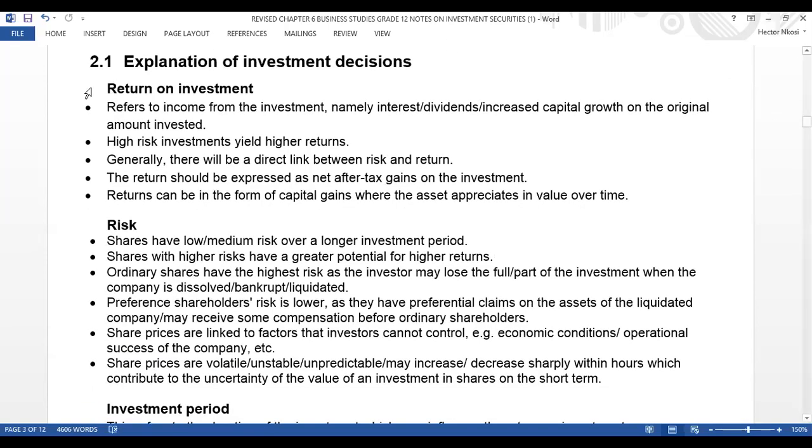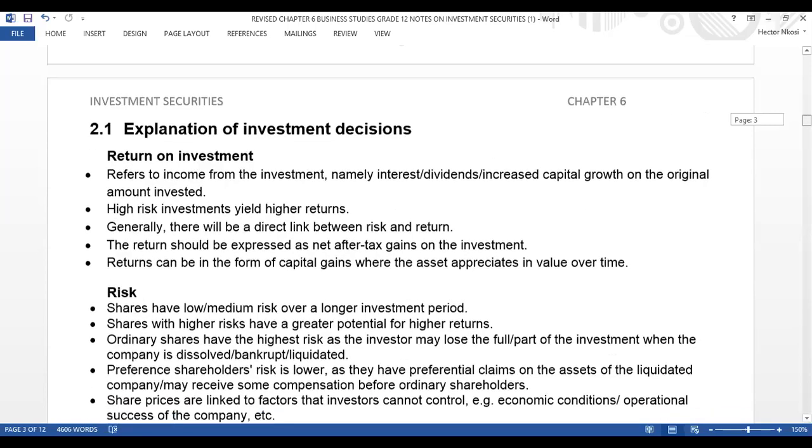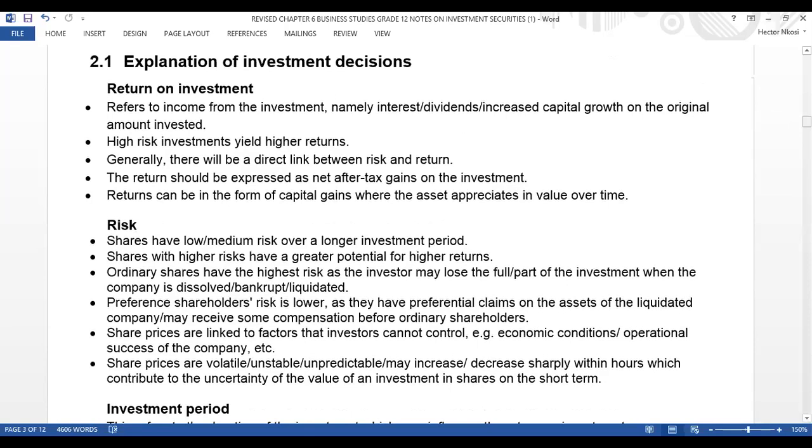Now, we need to be able to explain one of these factors. So we're going to start with return on investment. This is the first one that we're going to start with.